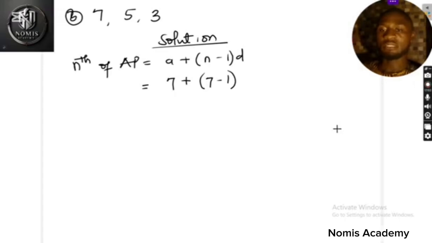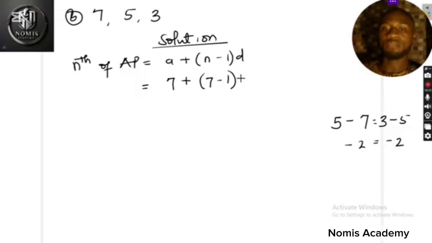Common difference is the second term. Please don't make the mistake of saying let me take the bigger number before the smaller number. No, it is the second term minus the first term, or the third term minus the second term. The second term here is 5 minus the first term, 7. It must be equal to the third term, which is 3, minus the second term, which is 5. 5 minus 7 is minus 2. 3 minus 5 is minus 2.